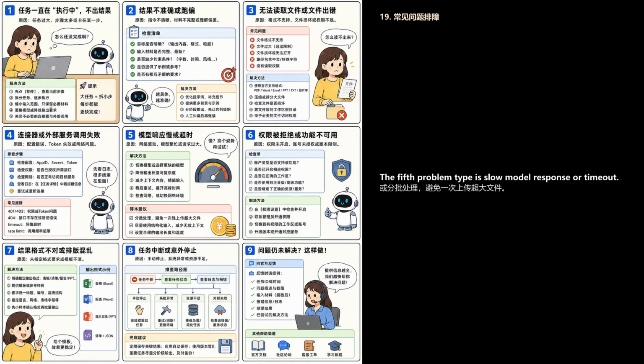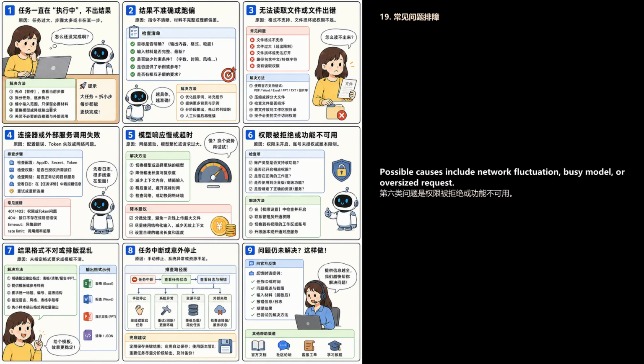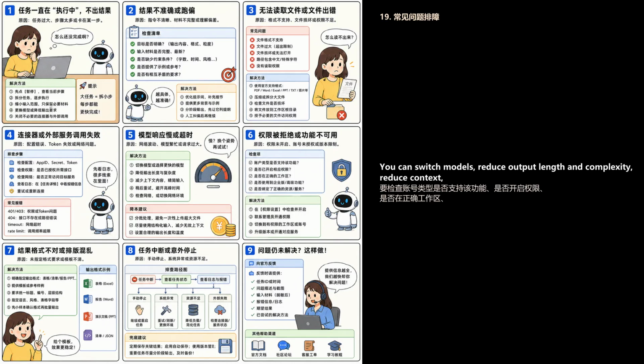The fifth problem type is slow model response or timeout. Possible causes include network fluctuation, busy model, or oversized request. You can switch models, reduce output length and complexity, reduce context, try later, or process in batches instead of uploading huge files at once.